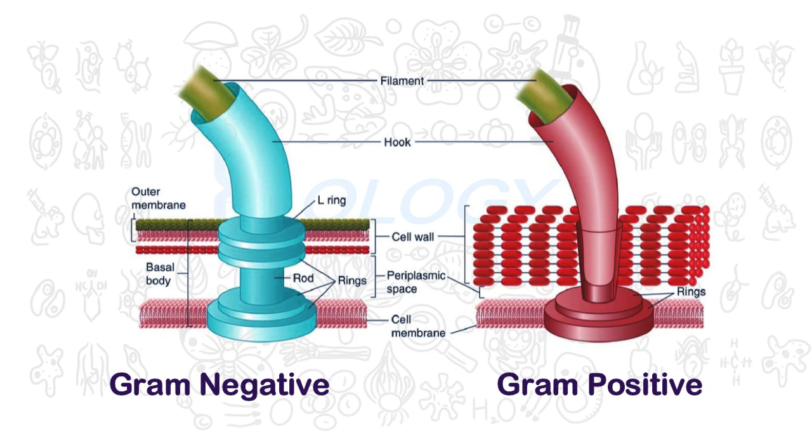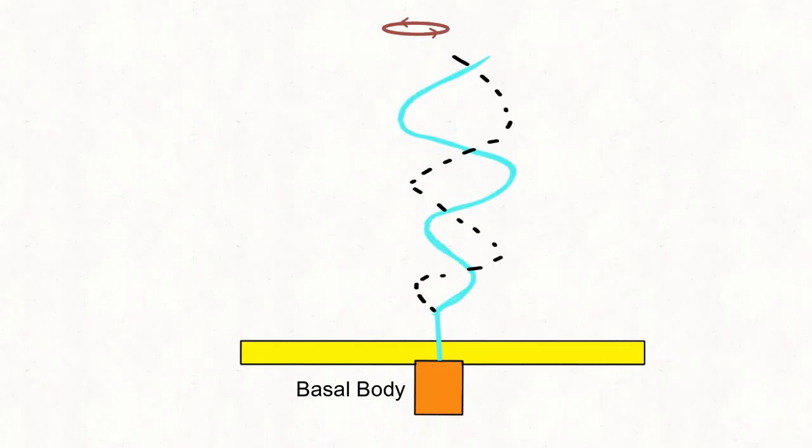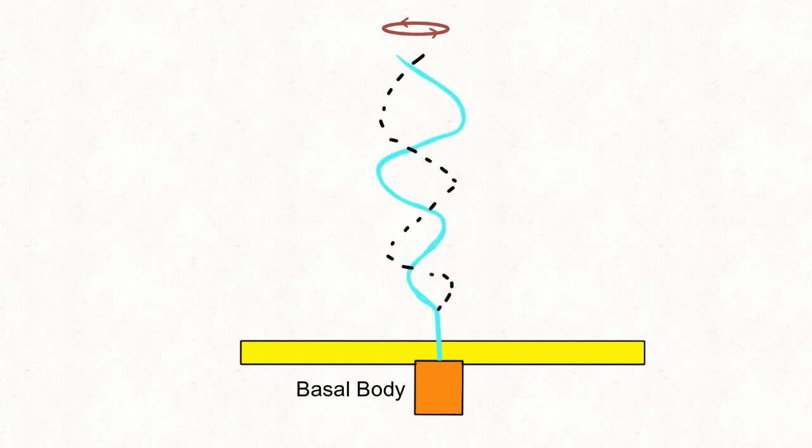A short hook region acts as a connection between the long outer filament and the basal body, a short curved structure between the external filament and basal body. This part produces a propeller-like repulsion from the revolving flagellum.